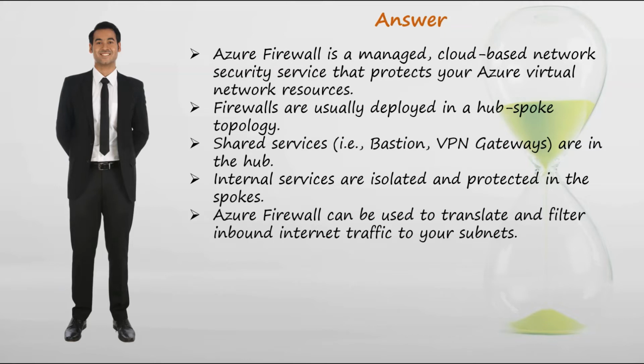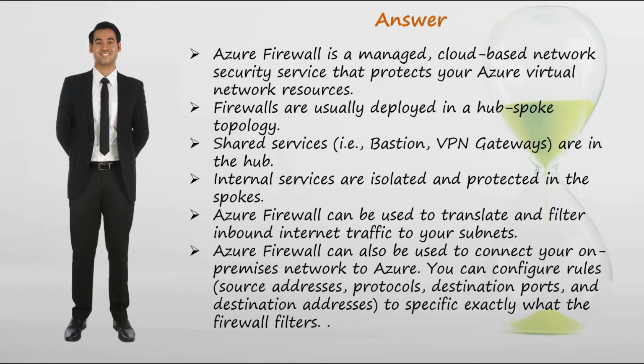Azure Firewall can be used to translate and filter inbound internet traffic to your subnets. Azure Firewall can also be used to connect your on-premises network to Azure. You can configure rules, source addresses, protocols, destination ports, and destination addresses to specify exactly what the firewall filters.